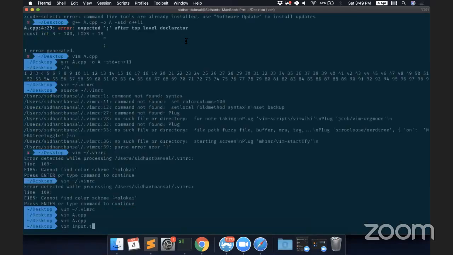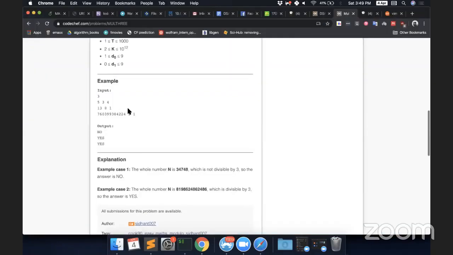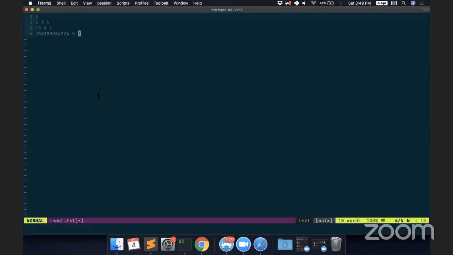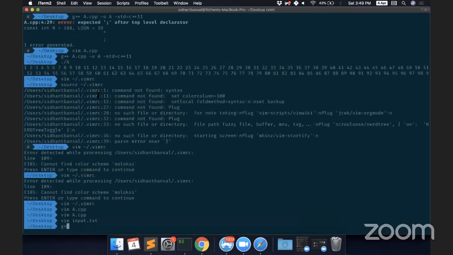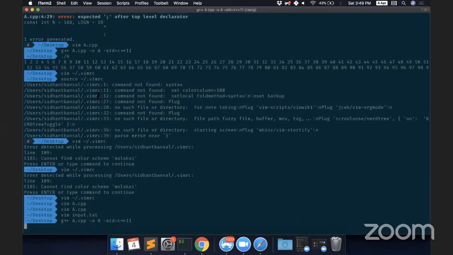Now, the benefit of this kind of compiling structure, that is, opening Vim and then compiling from the terminal, is that you can copy paste this portion in a text file, and then you can compile your thing. The last part is adding the flag allowing C++11 features. And then you can do this, which is basically input redirection.